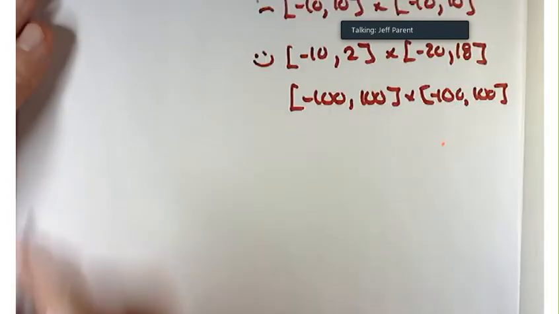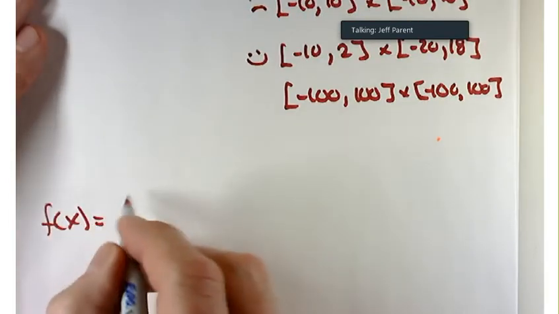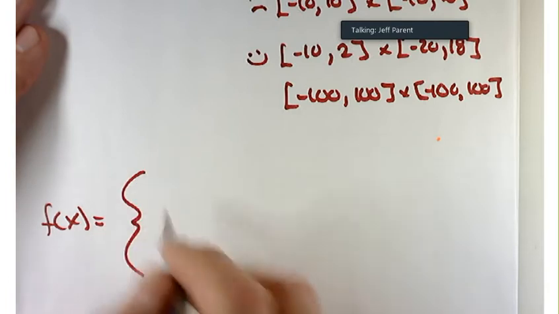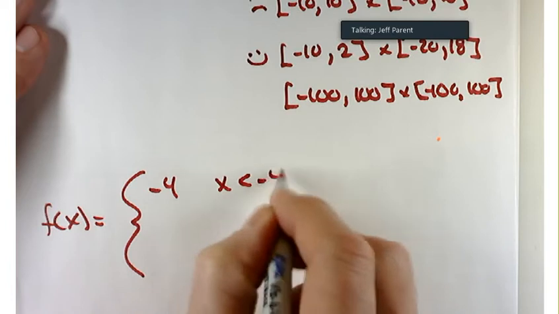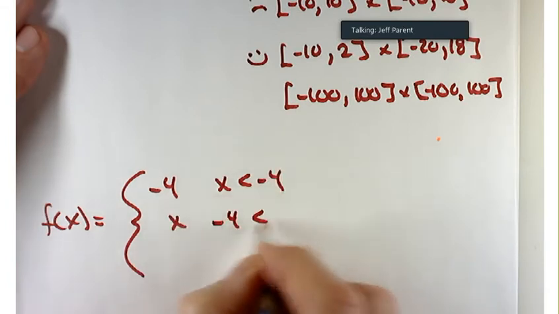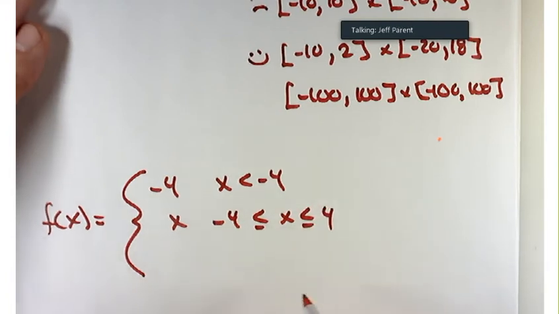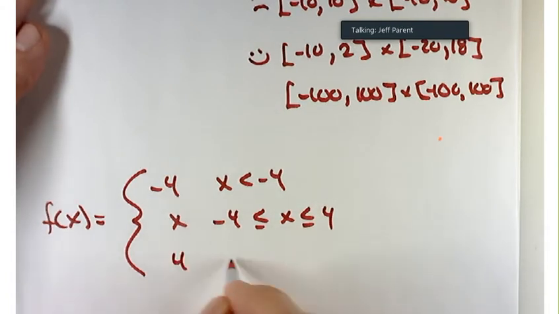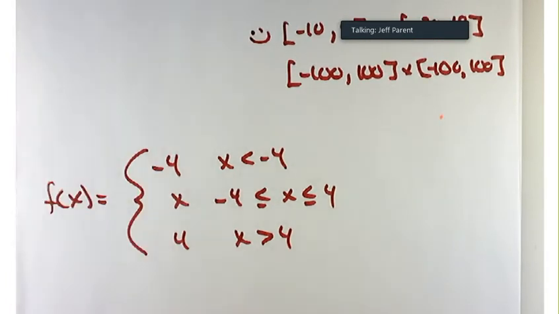So for Desmos, or actually for both of those, let's let f of x be this function. Negative 4 for x less than negative 4. x for anything between negative 4 and 4. And finally, 4 for x greater than 4. And I apologize for all the 4s, but it will work out as a nice looking function here.